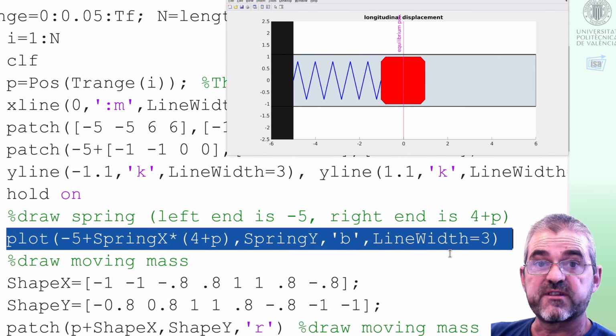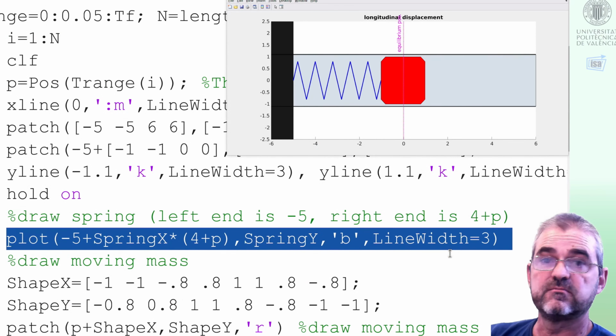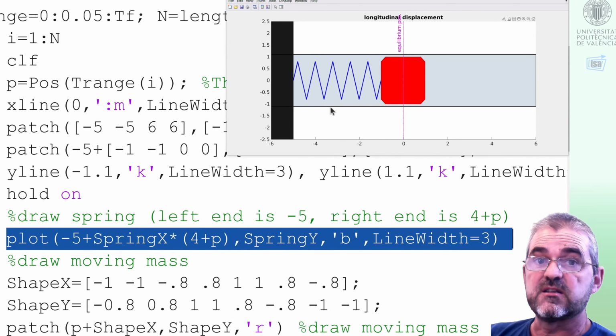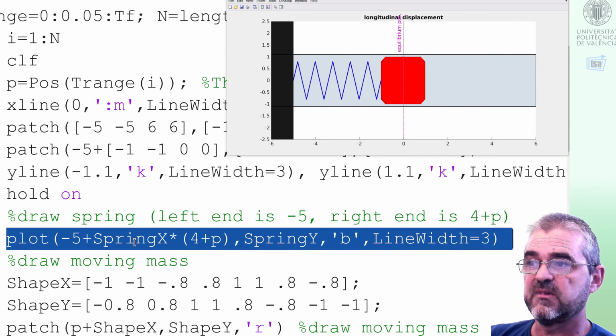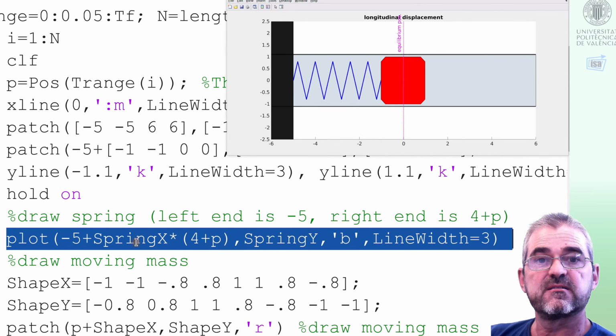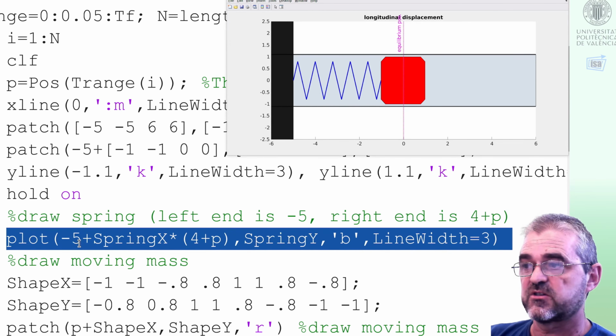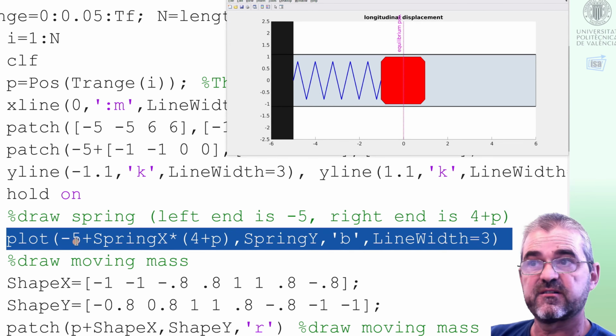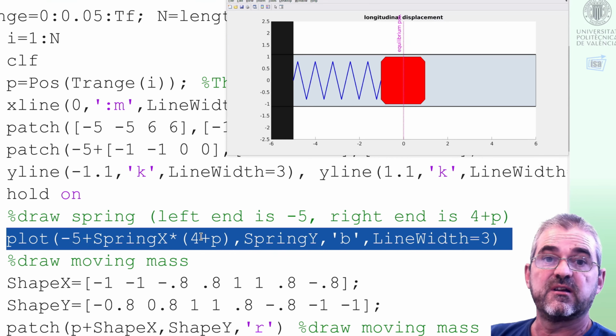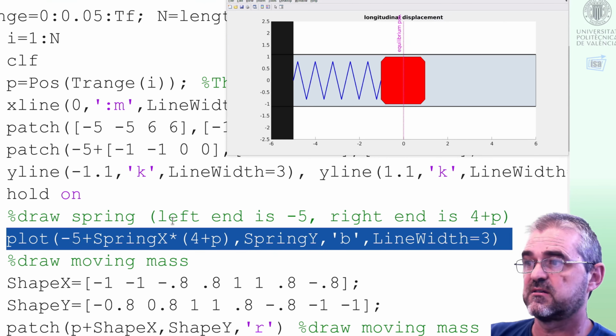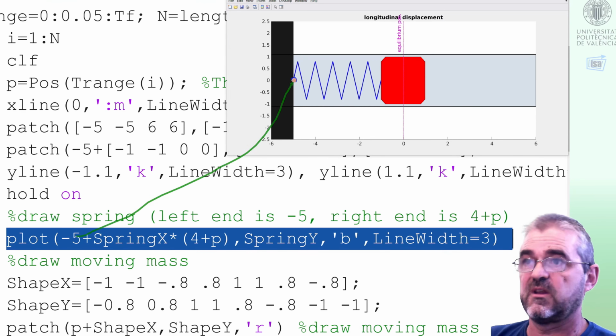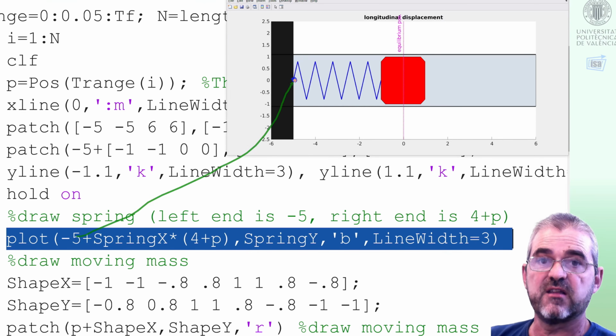And this draws the spring. How? Well, by making a displacement and scaling in the horizontal direction. Spring x goes from 0 to 1, so if I subtract 5, then I move the length 1 spring 5 units leftwise, so this minus 5 ends up being the left end of the spring.